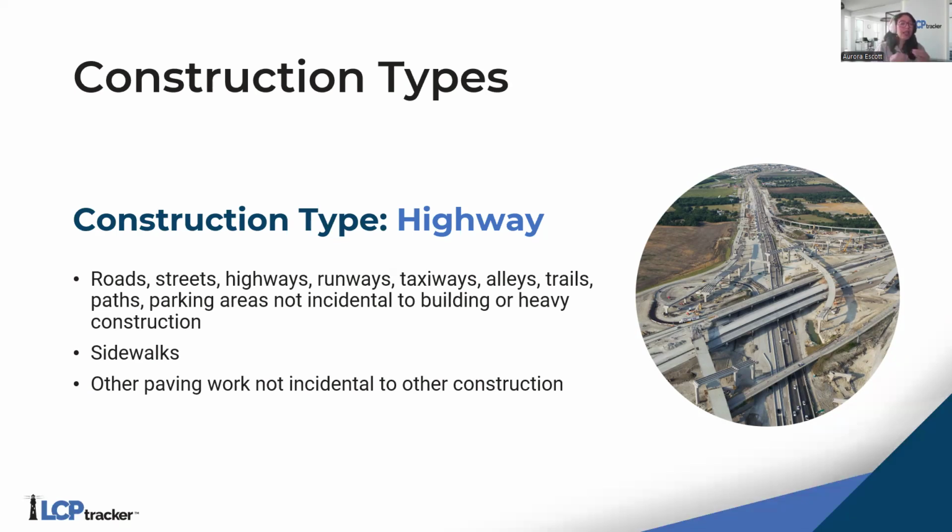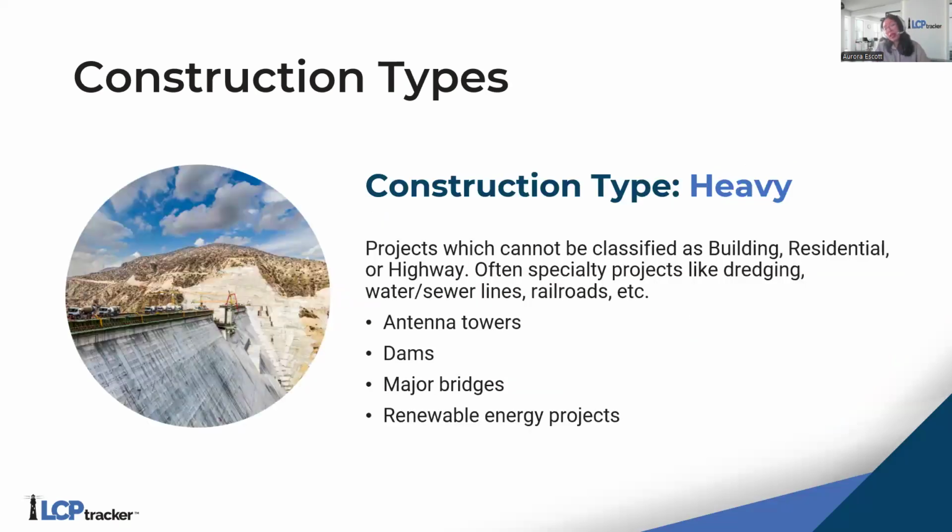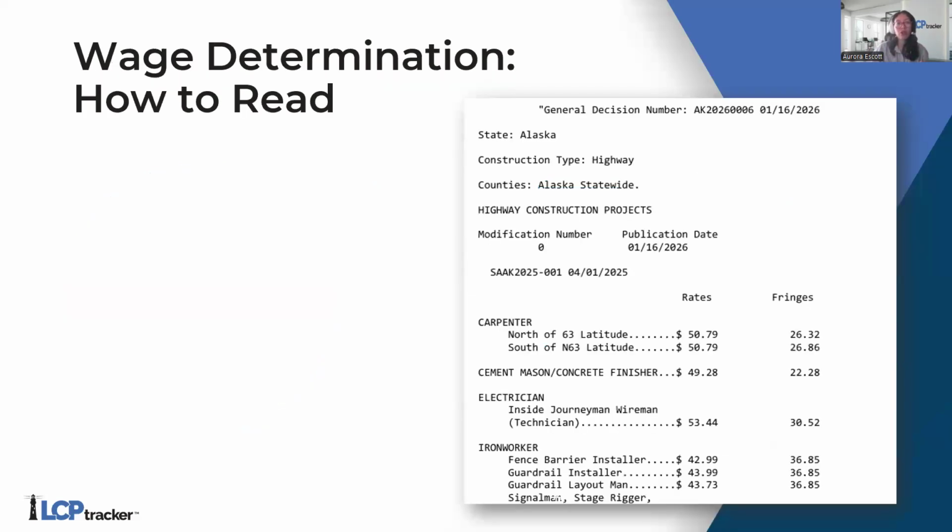So, sidewalks as well. That could potentially be highway construction work and any other paving work that is not incidental to the other construction types. The last one is heavy construction. Now, heavy construction includes construction that does not fit really nicely and easily into the other construction categories. Okay, heavy construction would include stuff like water and sewage lines, railroads, antenna towers, major bridges, and it even includes new construction like renewable energy projects.